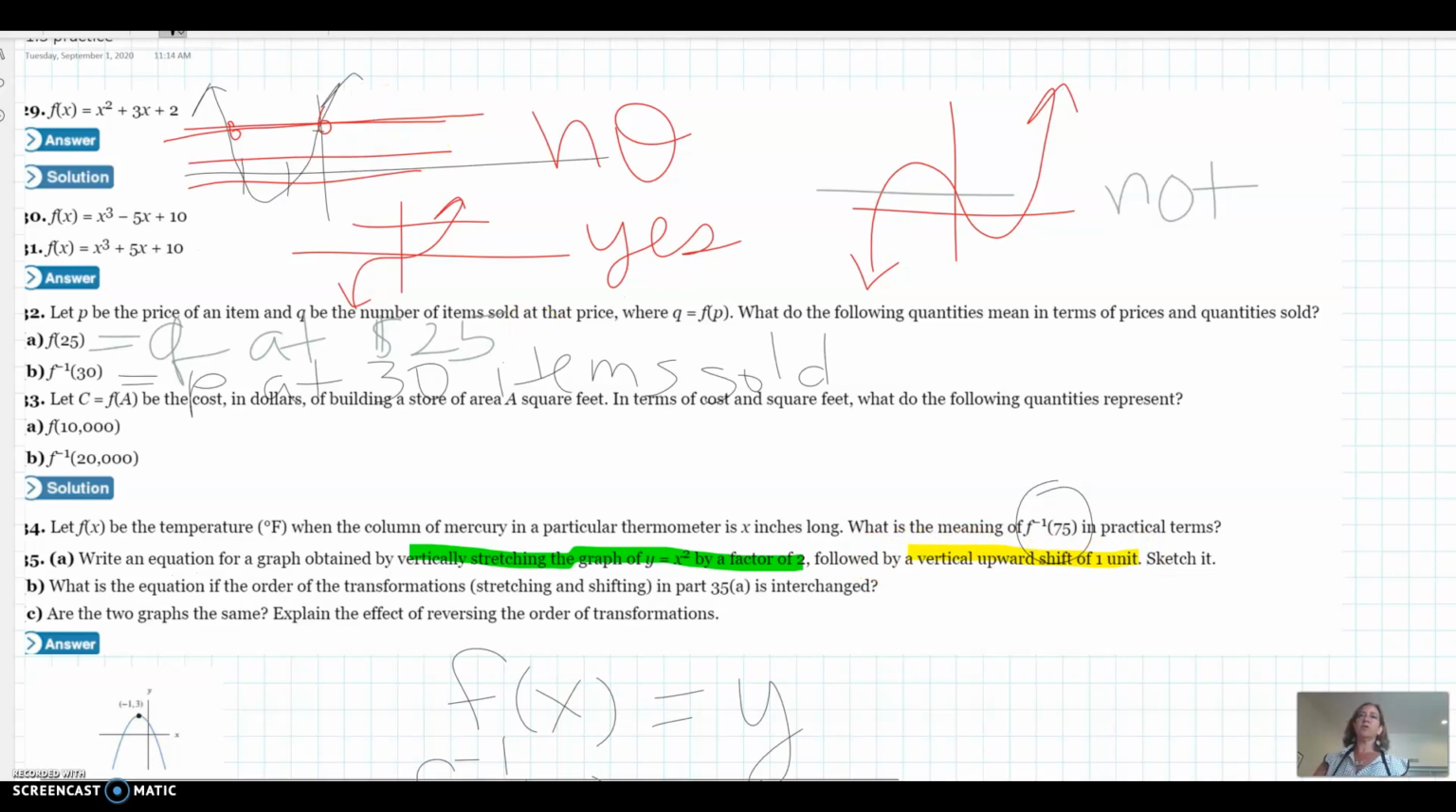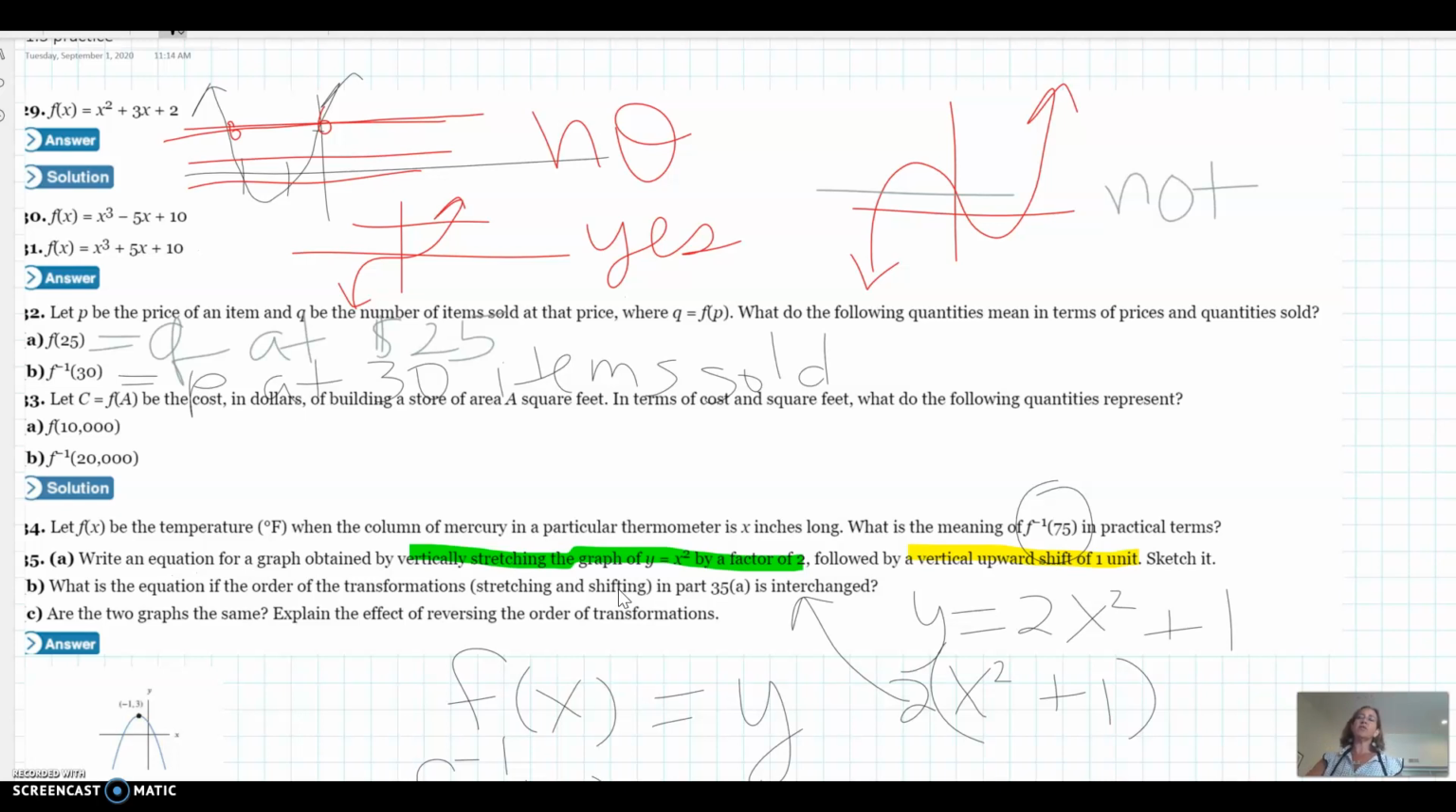So what that would look like would be y equals 2 times x squared. That's my stretch of 2. And then I'm going to add 1. So this would be a parabola that's a little bit skinnier, shifted up 1. And if the order is transformed, if I shift it first, I would first add 1 to shift it. Now I'm going to multiply that entire output by 2. So that would give me part B.